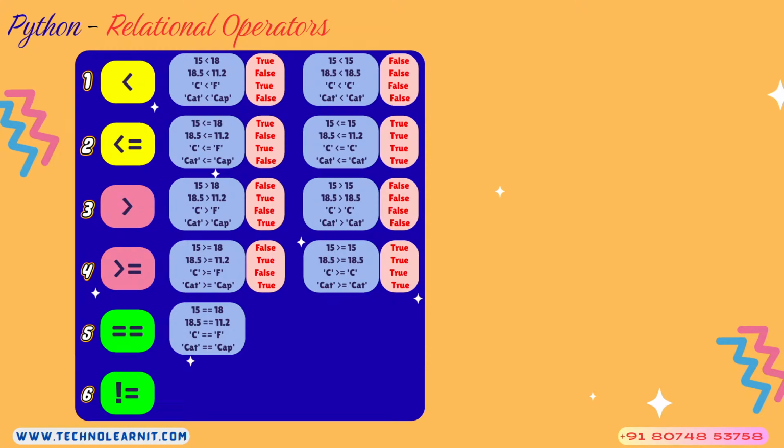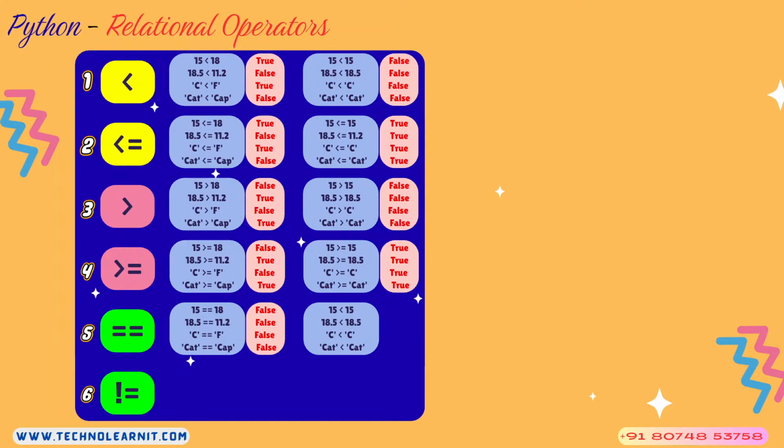The string C is equal to string F? No, not right. So that also becomes false. The string cat equal to string cap also becomes false. So all these four conditions are going to evaluate to false.